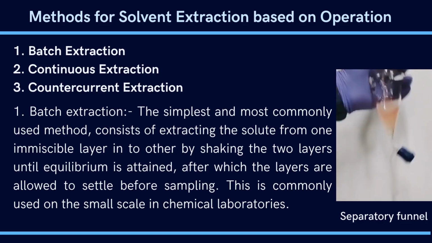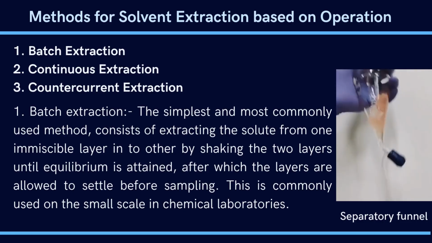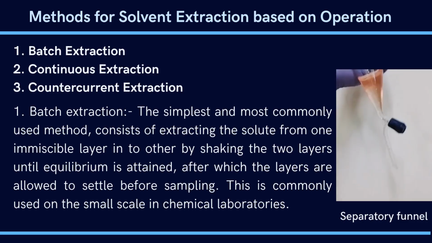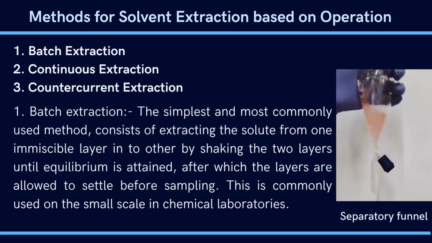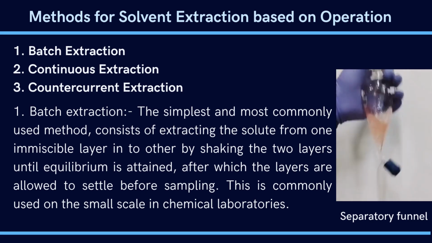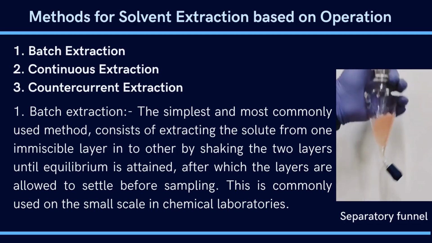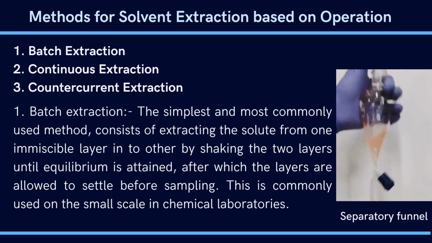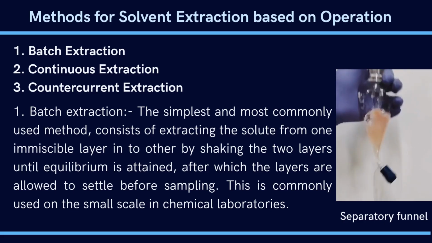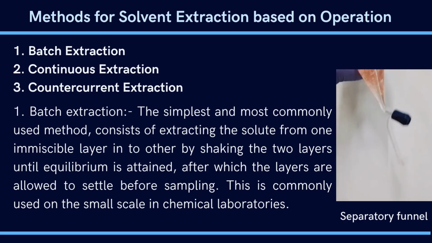Batch extraction is the simplest and most commonly used method. It consists of extracting the solute from one immiscible layer into the other by shaking the two layers until equilibrium is attained, after which the layers are allowed to settle before sampling. This is commonly used on a small scale in chemical laboratories. The apparatus used for batch extraction is the separatory funnel shown here, which is low cost and easily available.